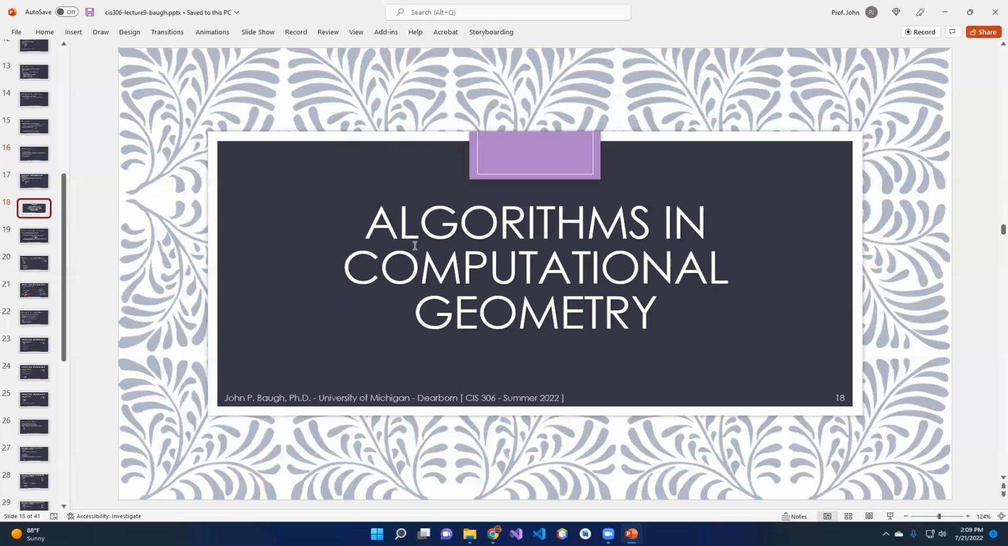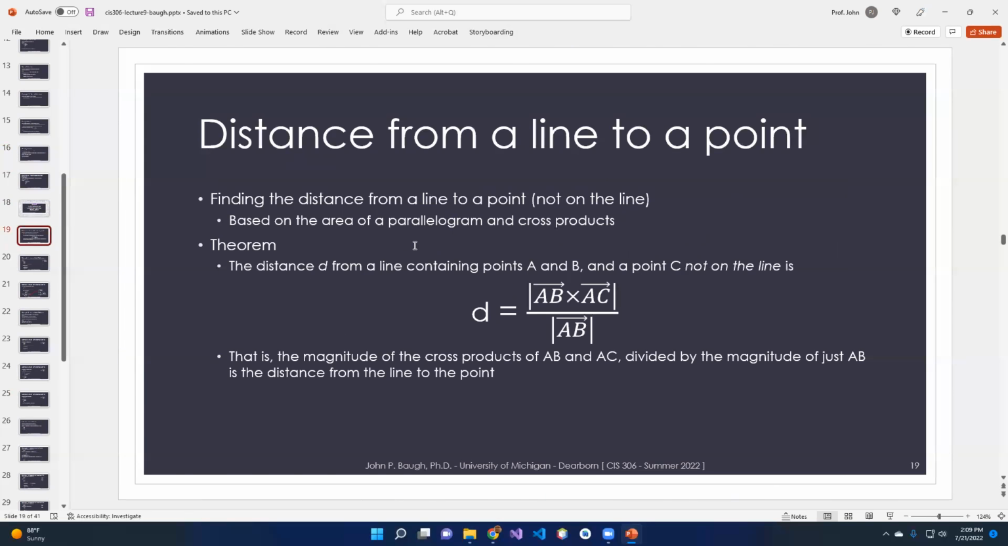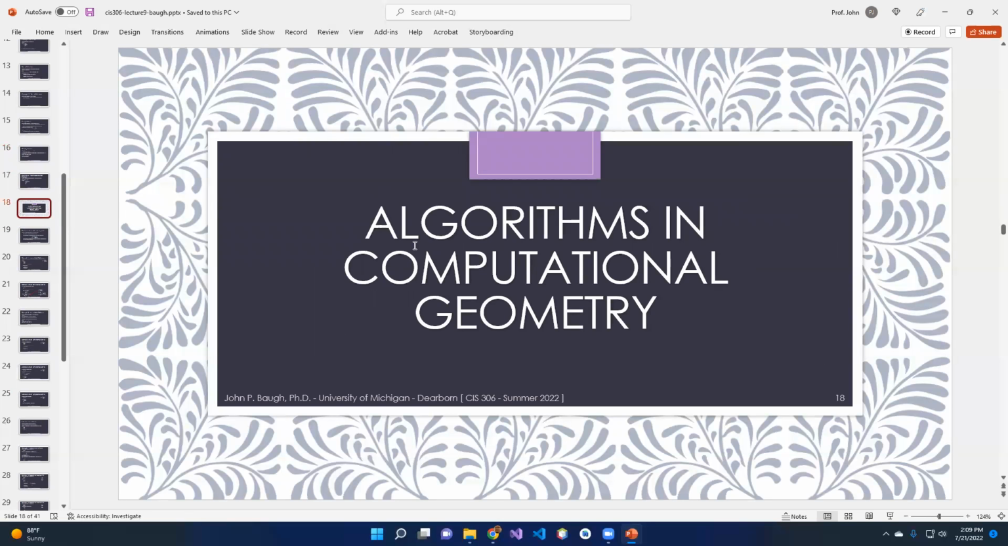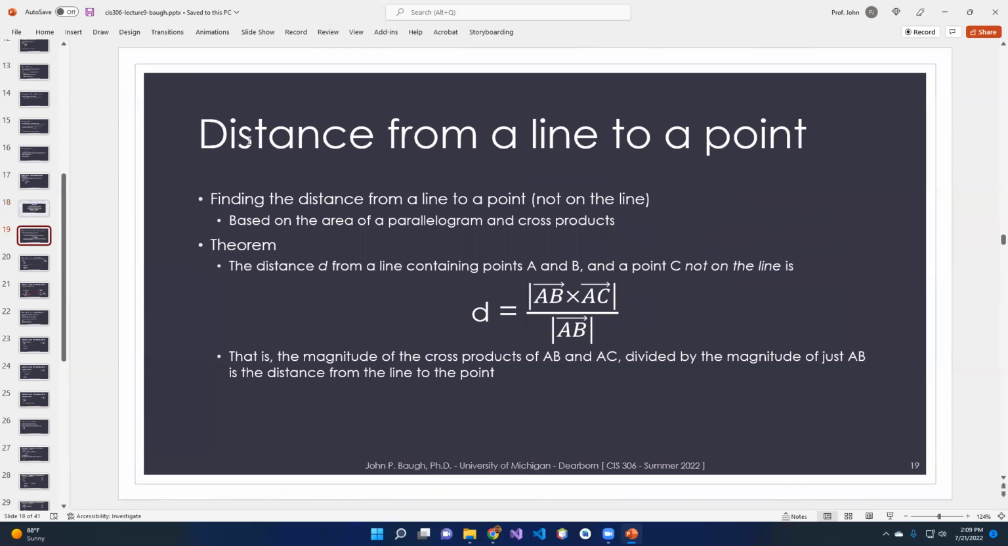Okay, so we talked about that. Then we talked about algorithms, started to talk about algorithms in computational geometry, and that's kind of where we found ourselves last time. All right. So algorithms in computational geometry, we've got distance from a line to a point. We started talking about that.